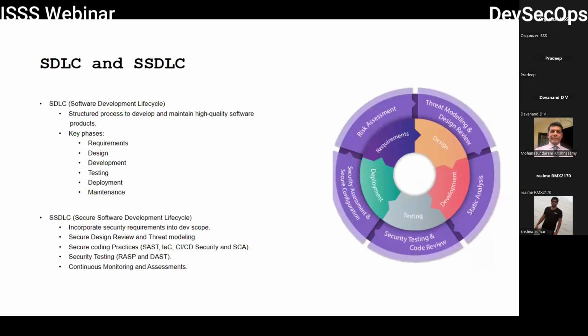So, what is SDLC and what is secure SDLC? Ten years before, it was said as the software development life cycle. But in the last two to three years, wherever you go, whichever meetings, sessions, or workshops you go to, it has moved to the secure software development life cycle. So the security consultant plays a very important role in each phase of your life cycle.